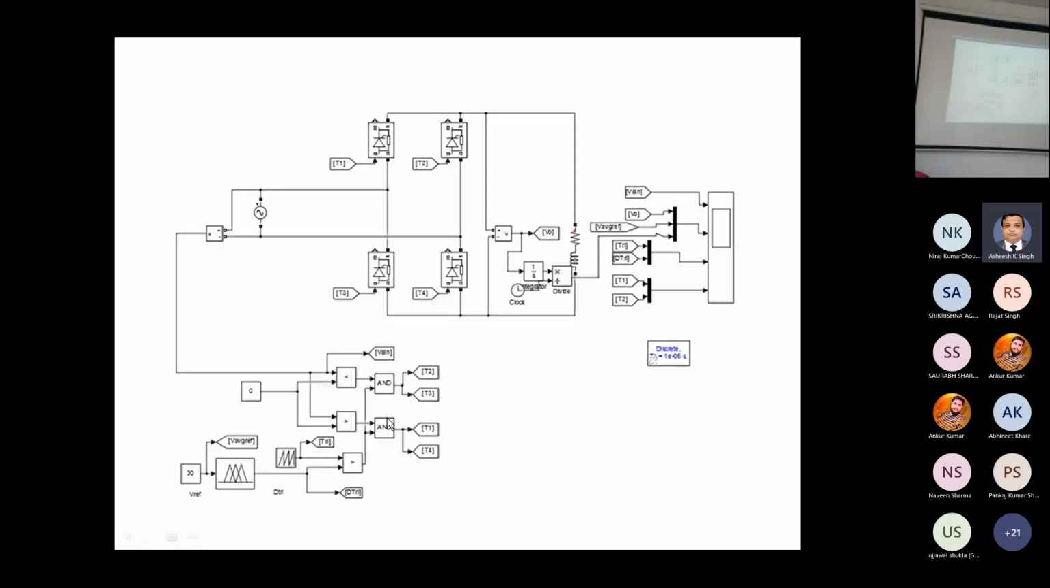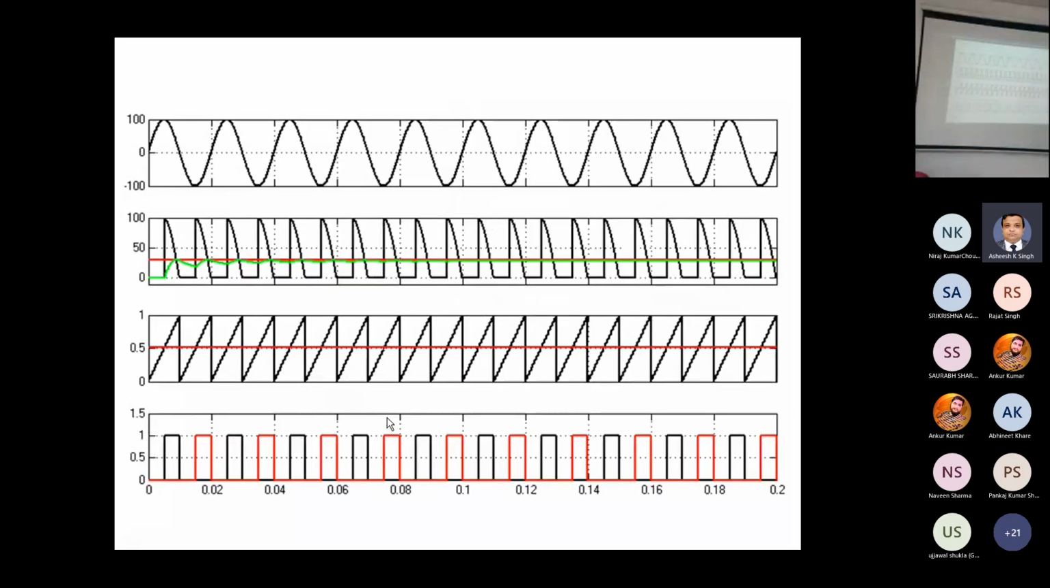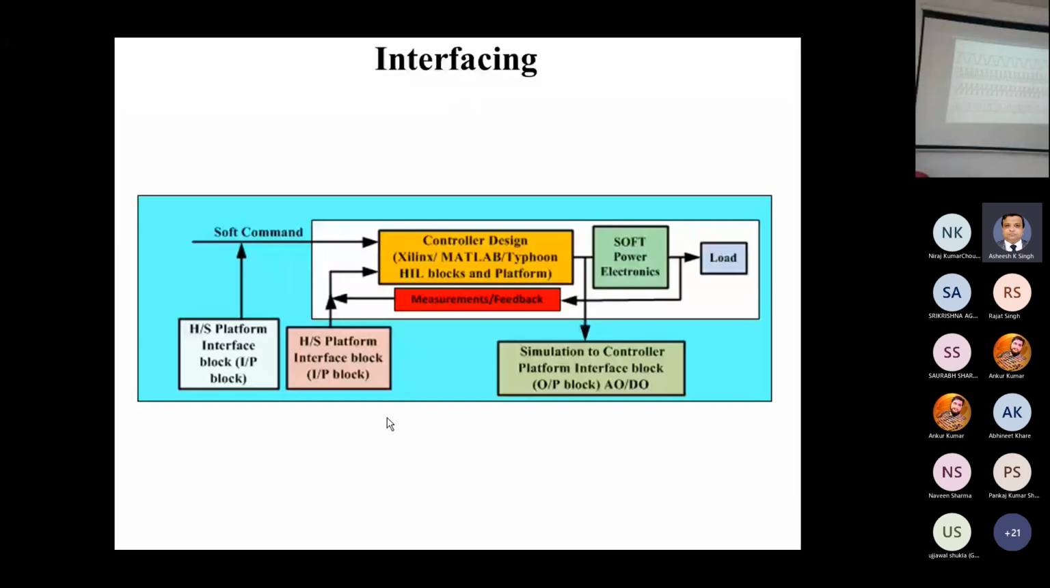So this is a simple diagram which is used in the MATLAB platform. Now to interface, these are the results. Now to interface these Simulink or soft controllers, we use input and output interface blocks, which are hardware to software platform interface blocks. There are also hardware to software interface blocks in Xilinx, MATLAB, everywhere. It is used before interfacing to the actual hardware controller.